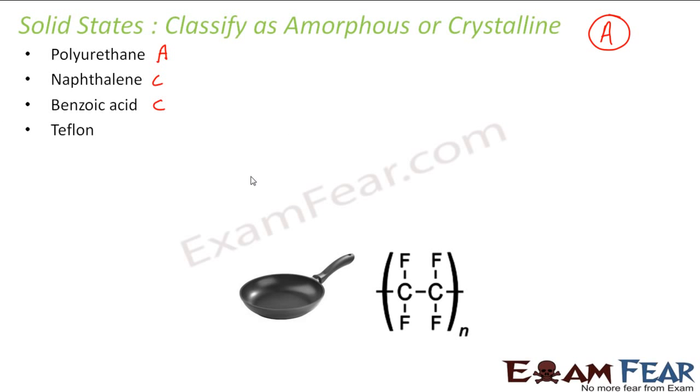Teflon. It's very strong, right? So you may think it's crystalline because it's very strong, but actually it's amorphous. It was discovered in 1938 by Roy Plunkett. And this Teflon is nothing but polytetrafluoroethylene. Most of the polymers, if you see, are amorphous. This is also amorphous actually. Teflon coating is used on these vessels, right? Teflon is amorphous.